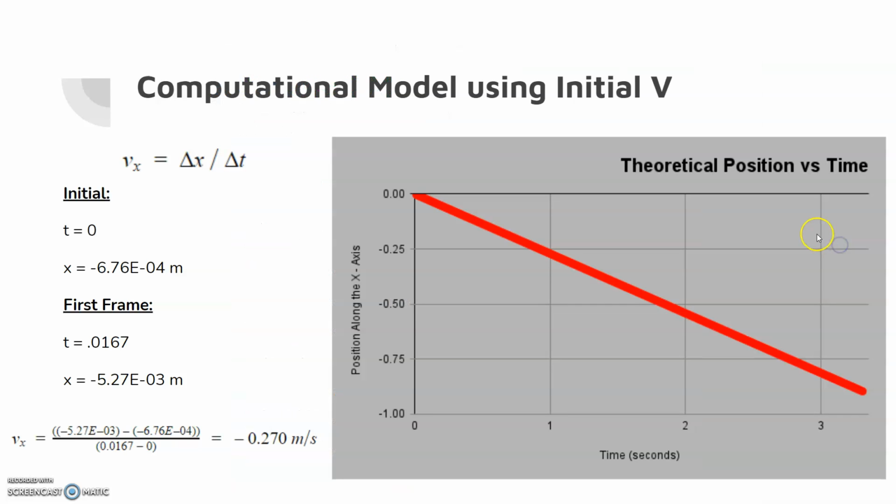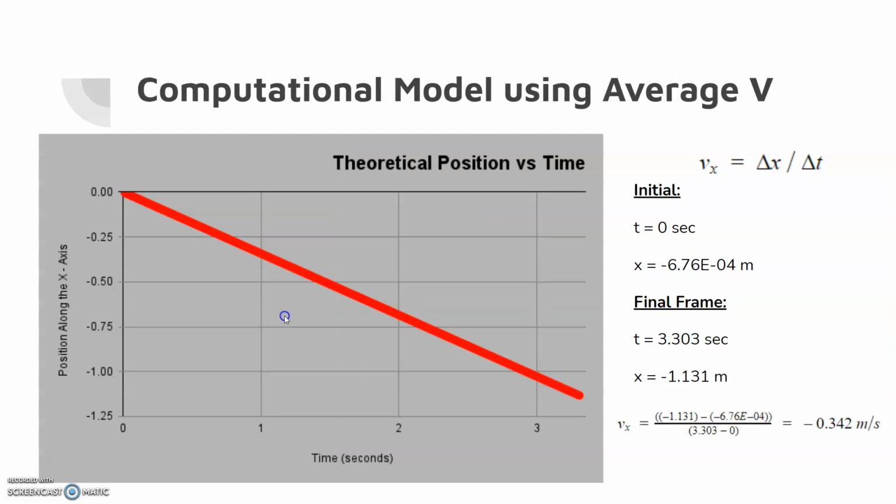And I actually had two different computational models using two different slopes. So the first one was the computational model I found using just the initial velocity. So I used the first frame at t equals 0.0167 seconds, and I compared that to the time at rest, and I found the velocity of that and found it to be negative 0.27 meters per second. And then I used the average velocity across the entire data set, so from t equals 3.303 seconds till rest, and found the velocity of that to be higher at negative 0.342 meters per second.